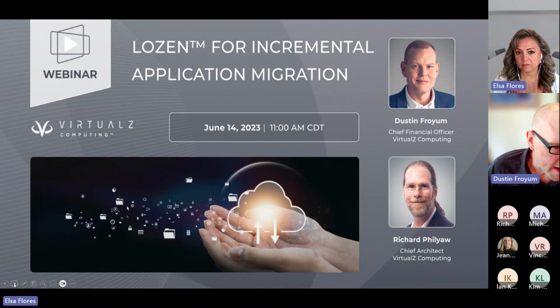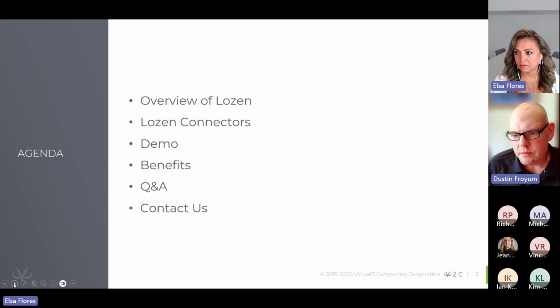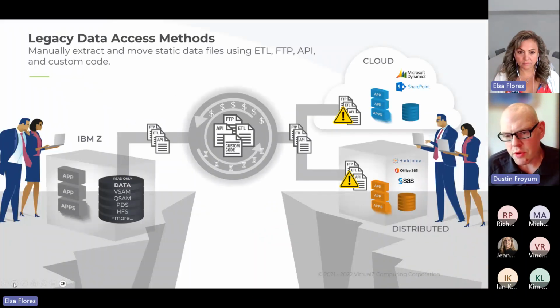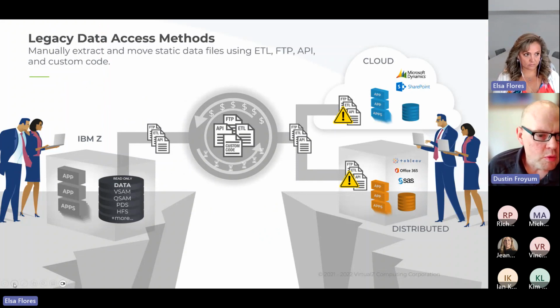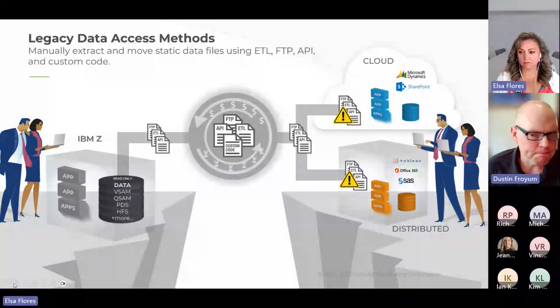And so today we're going to focus on that incremental migration solution. And so we'll start with a little overview of Lozen. We'll go into a demo, and today we're going to highlight the Micro Focus connector. This is one of the most powerful migration combinations on the market today. And then we'll talk a little bit about the specific benefits of Lozen for incremental migrations and overall. A little bit of Q&A. We'll highlight a little bit about our second product, Zach, and then we'll wrap it up.